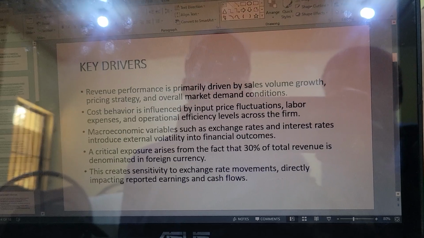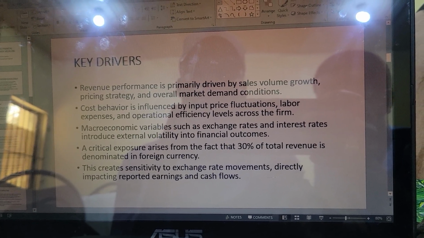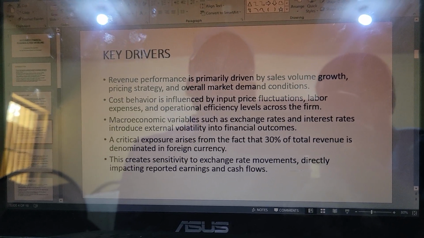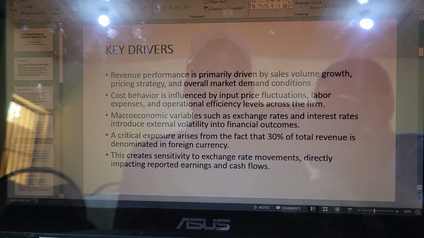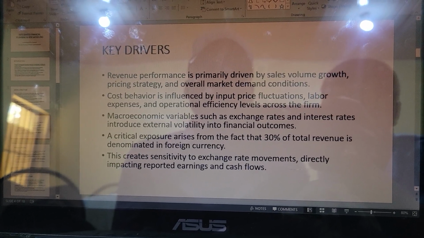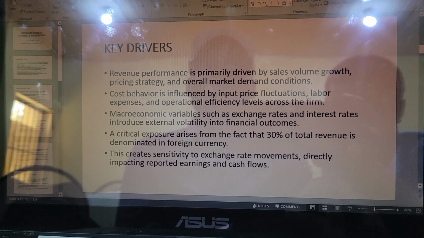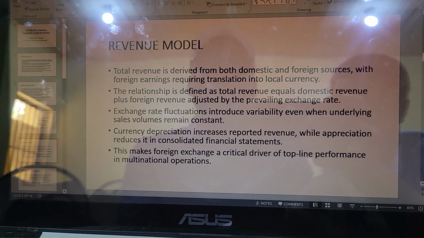The key drivers. Revenue performance is primarily driven by sales volume growth, pricing strategy, and overall market demand conditions. Cost behavior is influenced by input price fluctuation, labor expenses, and operational efficiency levels across the firm. Macroeconomic variables such as exchange rates and interest rates introduce external volatility into financial outcomes.